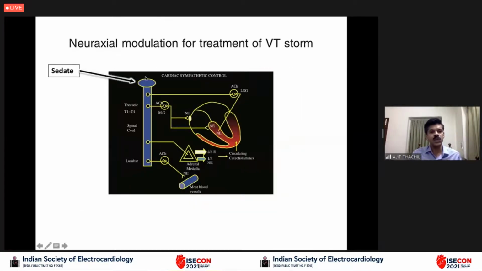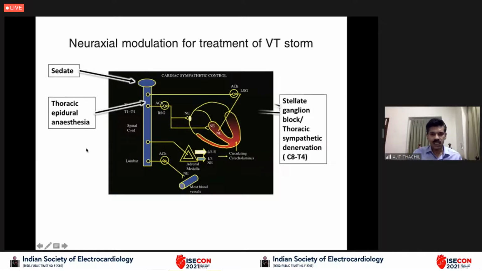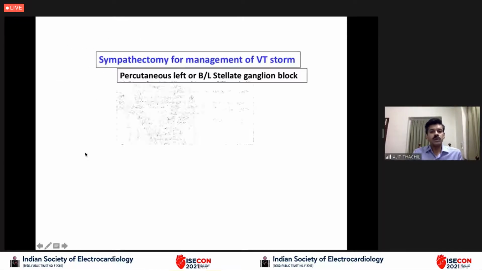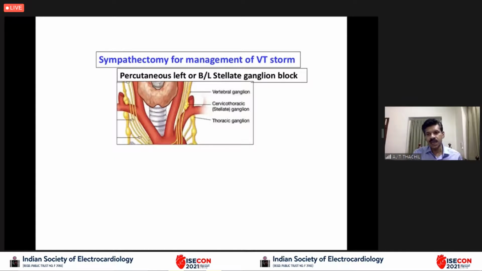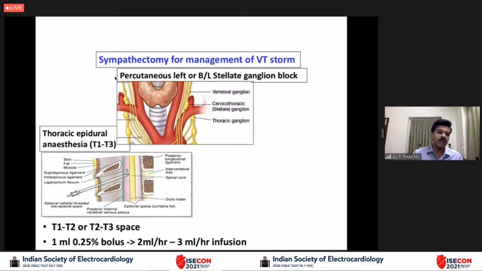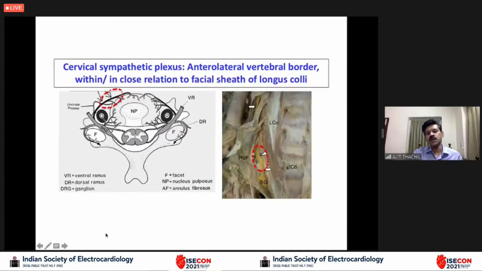Sedate the patient so the outflow from the brain comes down. Knock off the T1 to T4 by thoracic epidural anesthesia, or knock off the stellate ganglion, because most of them finally come through the stellate ganglion and T1 to T4. So how do you do the sympathectomy? Either it can be done percutaneously or by thoracic epidural anesthesia at the T1 to T3 level in a cannula. So this is the dose. It's bupivacaine being given at this dose. Surgical, of course, is not part of this talk.